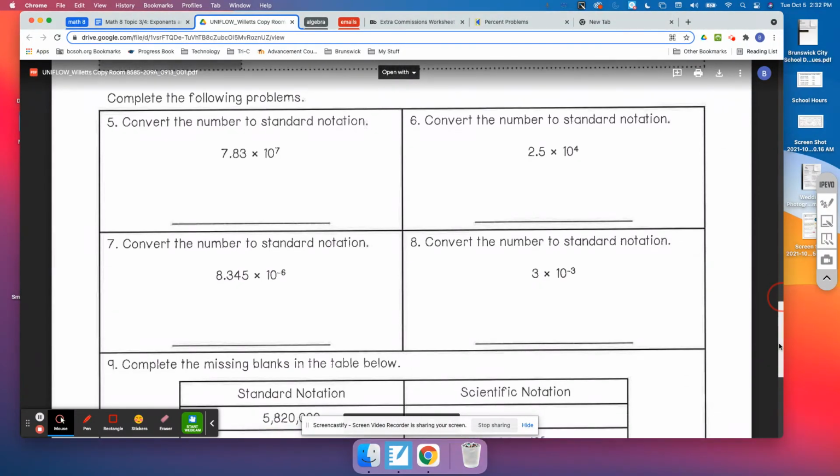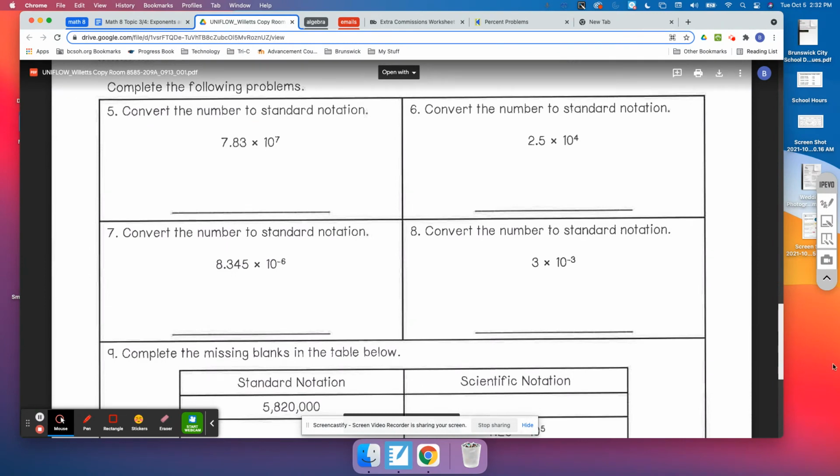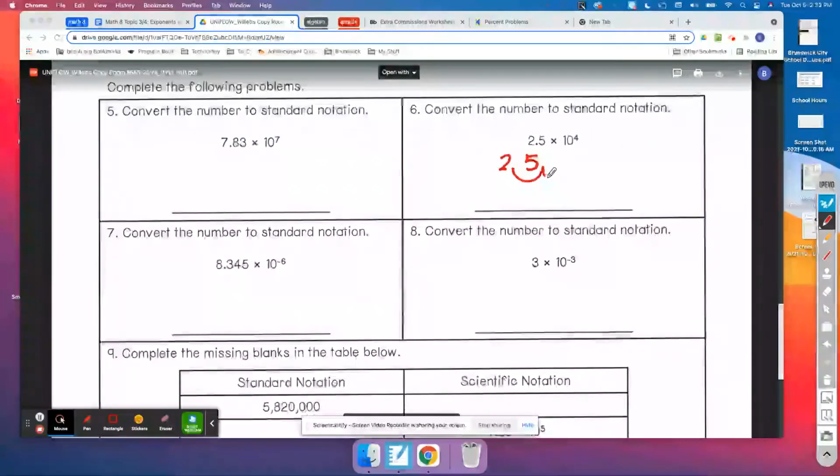So taking a look at two examples here. The first one we're going to do is number 6. So we've got 2.5 times 10 to the 4th. So I'm going to rewrite this 2.5. Here's my decimal. It is positive, so I'm going to move it to the right. So 1, 2, 3, 4, putting in placeholders as zeros. So now I've got the number 25,000. Remember, every 3 to the left, you put a comma.